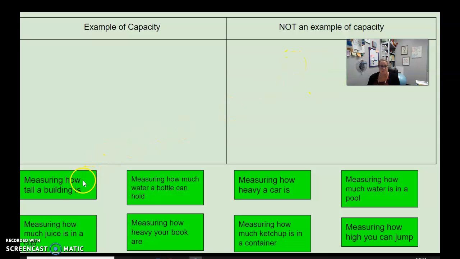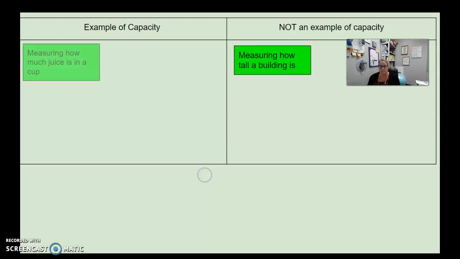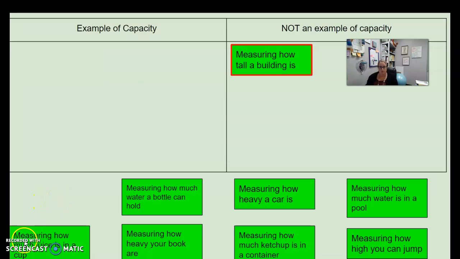So our first one says measuring how tall a building is. If I want to know how tall a building is, is that an example of capacity or not an example of capacity? That's right, it's not an example of capacity. Okay, sorry about that. My computer started acting funny. All right, so we said that measuring how tall a building is not an example of capacity. So let's look at our next one.